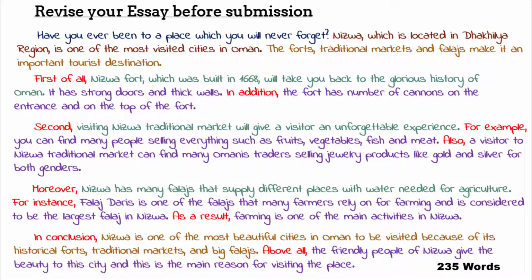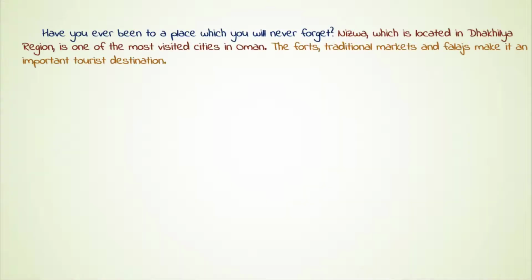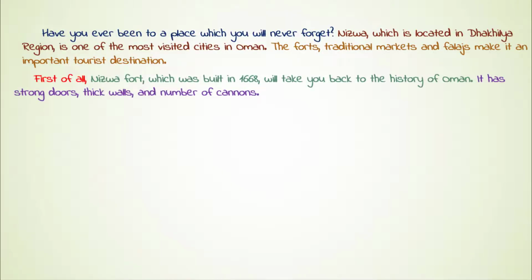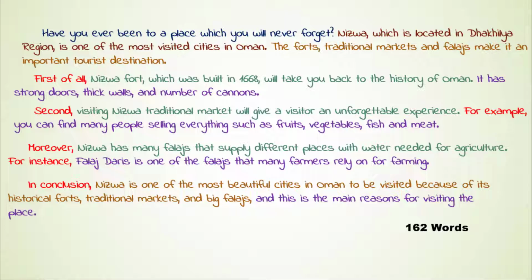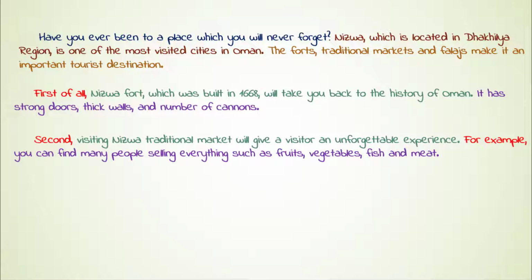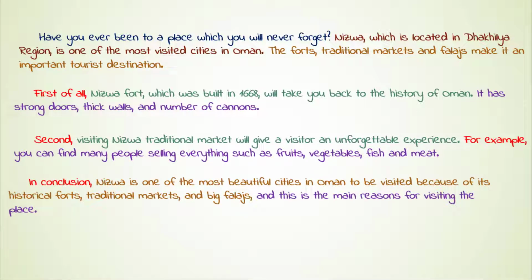But if we want to reduce the essay, I can put only 2 sentences in each paragraph, the topic sentence and the supporting details, and it will look like this. So this essay consists of 162 words, and I have deleted the third sentence of each paragraph. I deleted the third body paragraph. I have only 2 ideas. Maybe as a writer or a beginner, I have only 2 ideas. I will talk about the forts and the traditional markets. No need to talk about villages. And here I put this one. It is 132 words only. So this is how to write informative essays.